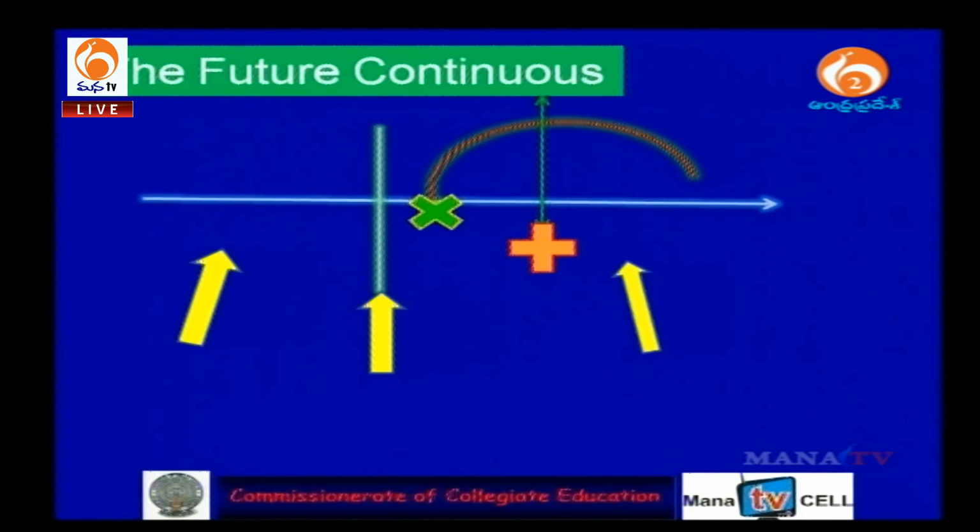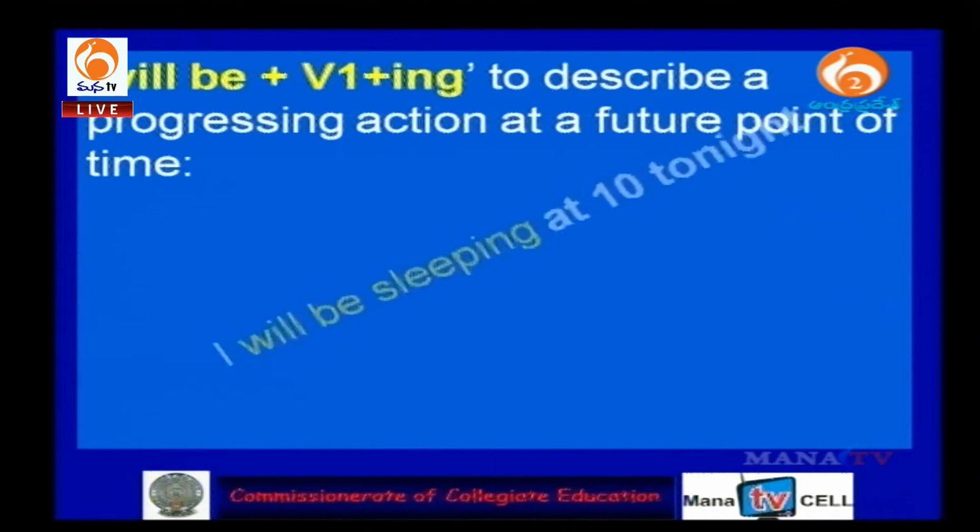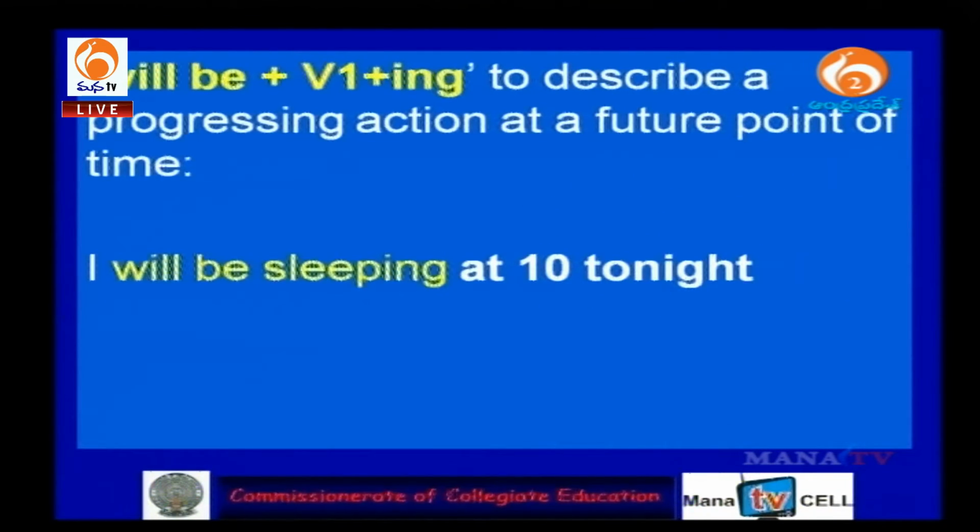Okay, is it clear? The action starts in future and it will go on for some time, and that action is progressing particularly at a point of time. If we look at examples, we have examples like this. Here, what type of structure are we using to describe a future continuous tense? Will be plus ing form of V1 to describe a progressing action at a point of time in future.